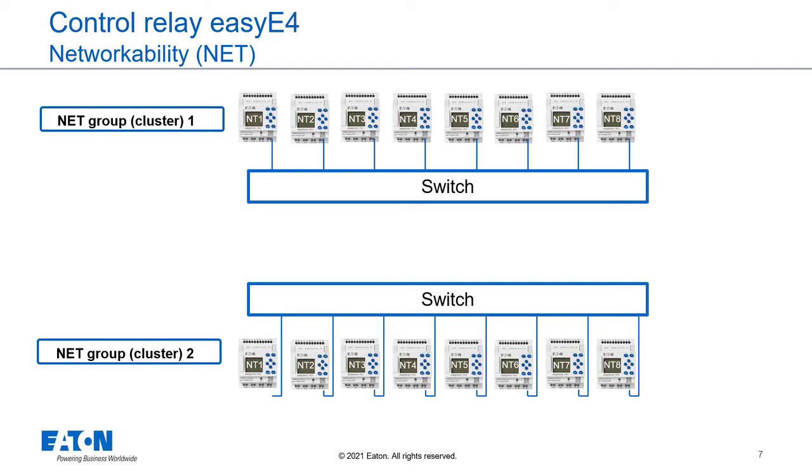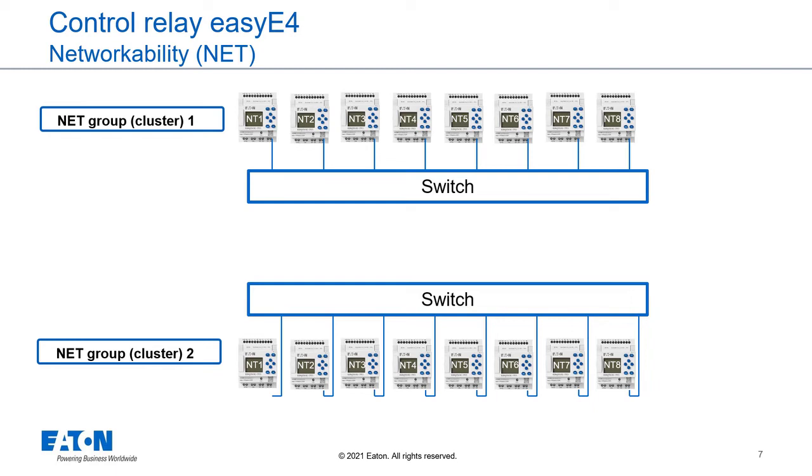Networkability or NET. Up to 8 easyE4 devices can be networked and communicate with each other via the Ethernet and NET interface in a NET group, the so-called cluster. NET is Ethernet UDP-based communication between the easyE4 devices. As the EasyNet of the old easy800 device series is based on CAN-based communication, devices of the easy800 and easyE4 series cannot be physically connected to each other. However, the new NET has the same program handling as the old EasyNet and uses the familiar NET operands for data exchange.